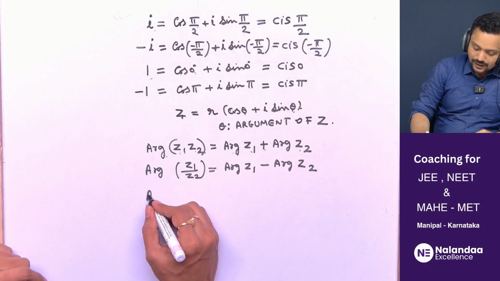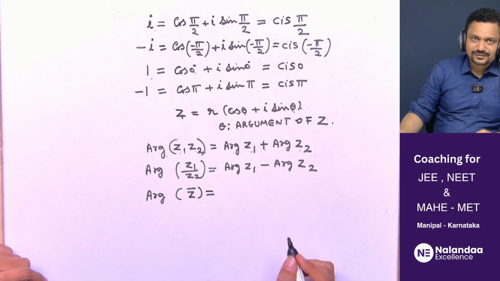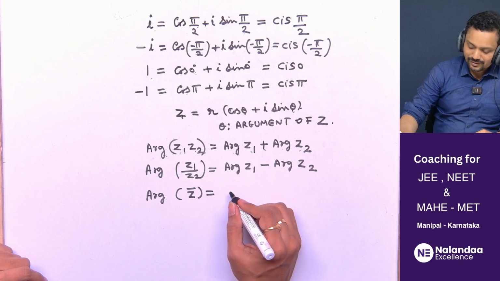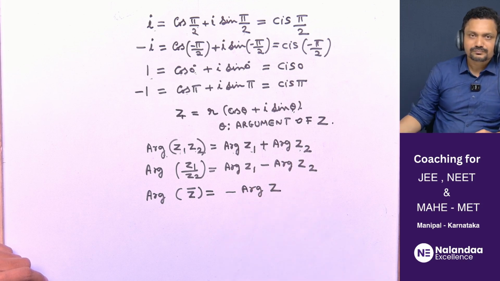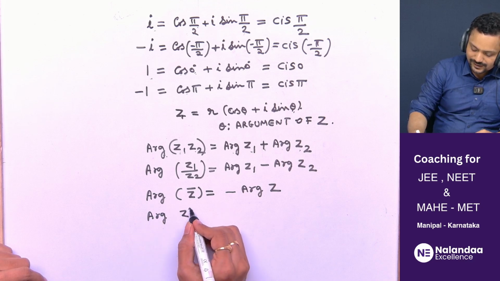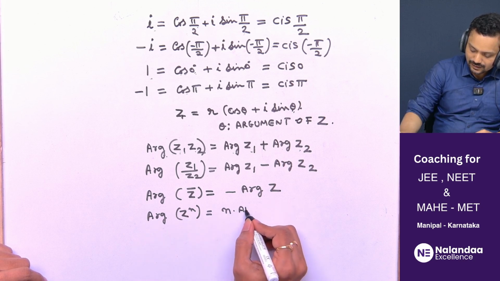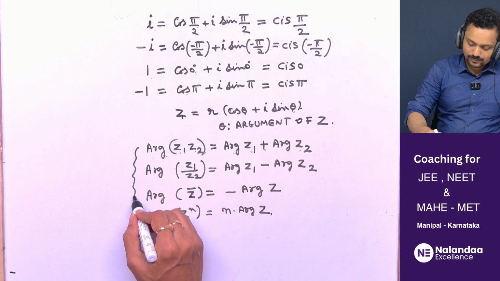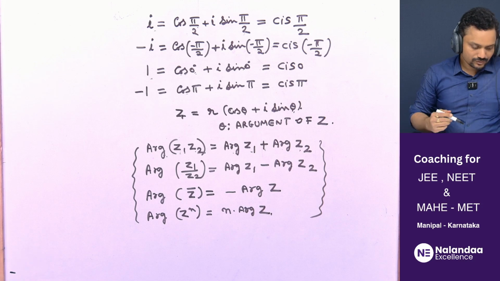Then argument of z bar. Anybody knows this? Any guesses? What is the argument of z bar? Argument of z bar is minus argument of z. This is very important. And argument of z power n is equal to n times argument of z. Yes, these are four very important properties of argument. So it is better to know this, students.